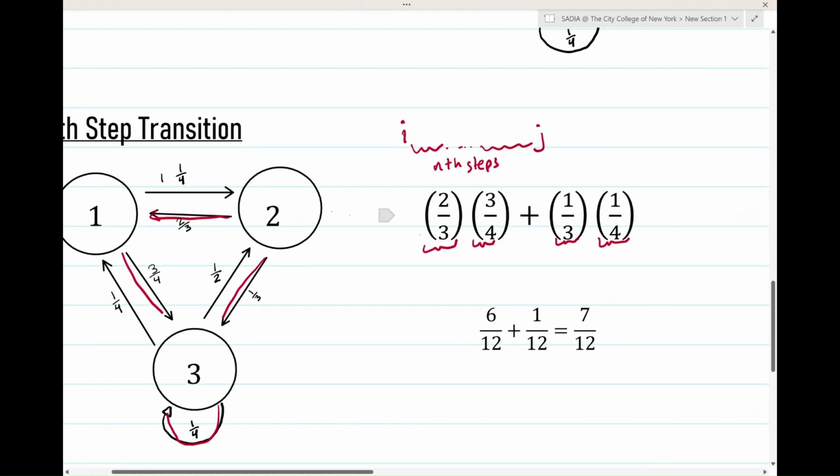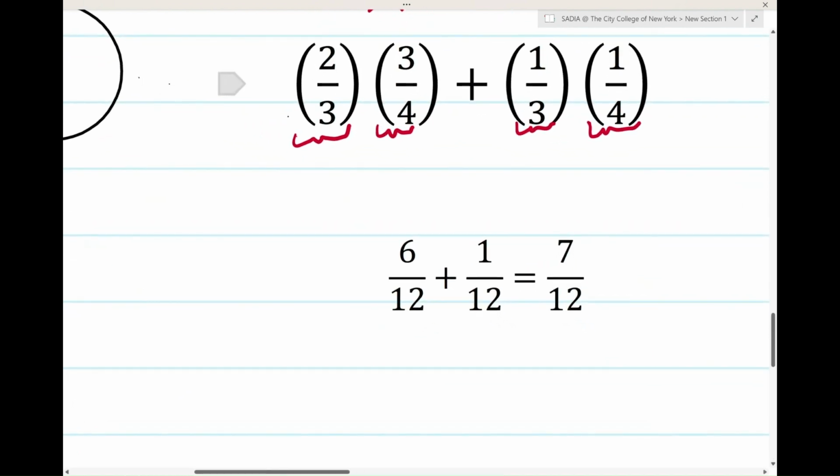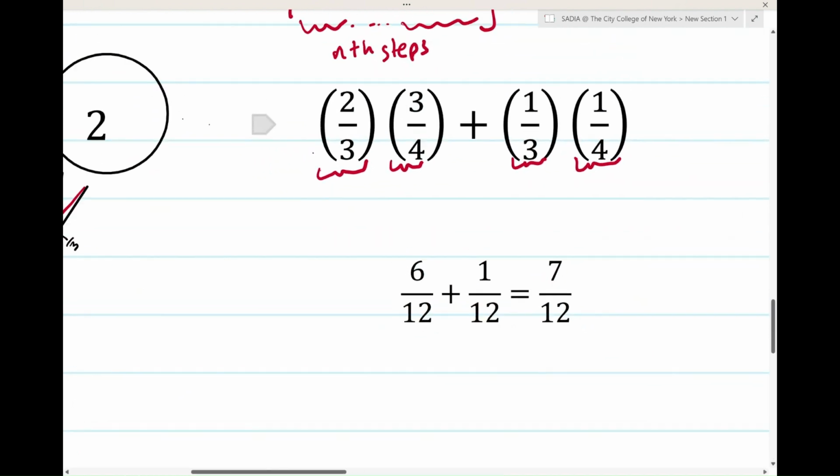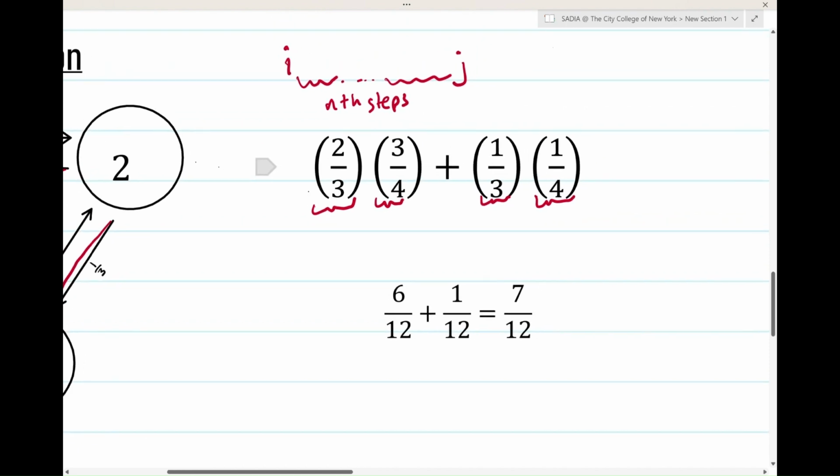So you basically calculate the two different paths, which you do just by multiplying the 2 steps, or however many steps you take, and then add the 2 paths together, which I have done over here. 6/12 plus 1/12 equals 7/12.